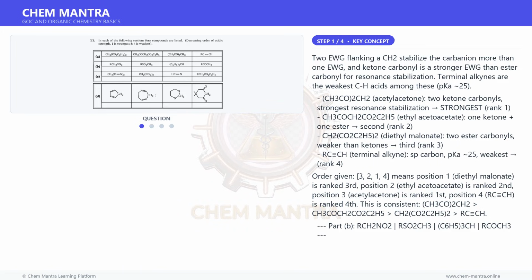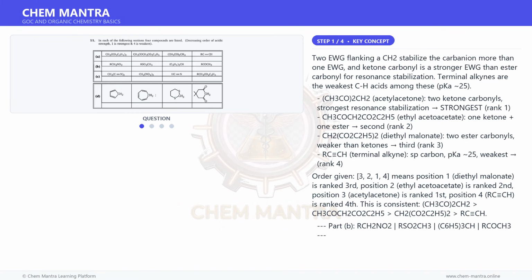Two EWGs flanking a CH stabilize the carbanion more than one EWG, and a ketone carbonyl is a stronger EWG than an ester carbonyl for resonance stabilization. Terminal alkynes are the weakest CH acids among these, pKa about 25. CH3CO-CH2-COCH3, acetylacetone, has two ketone carbonyls, the strongest resonance stabilization, rank 1.